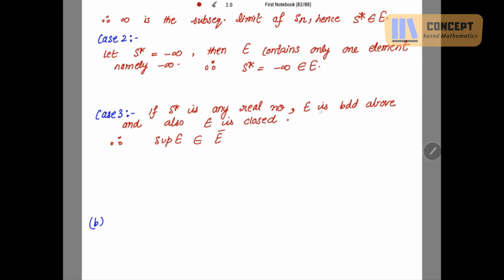And because E is closed, we know that E is closed if and only if E closure is equal to E, right? As E is closed, which implies the supremum of E now belongs to E. And what is the supremum of E? S star belongs to E. So in all the three cases, we have proved that S star belongs to E. Now the second part, B. What is the second part?